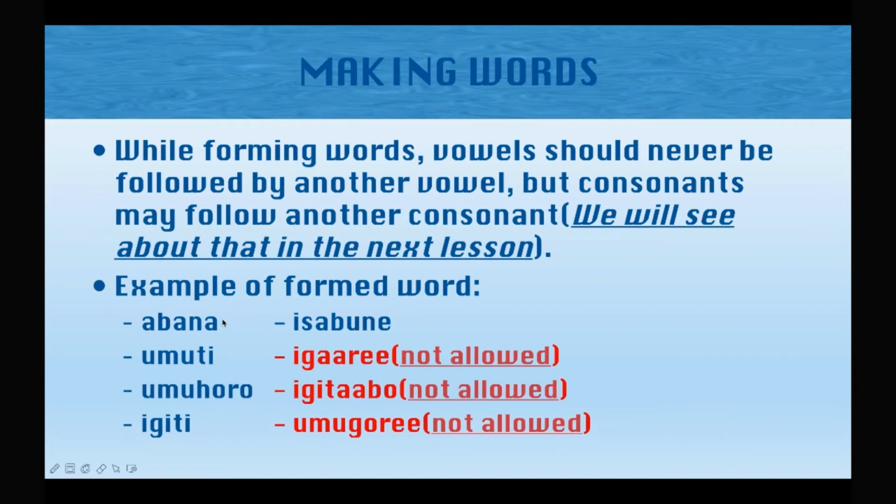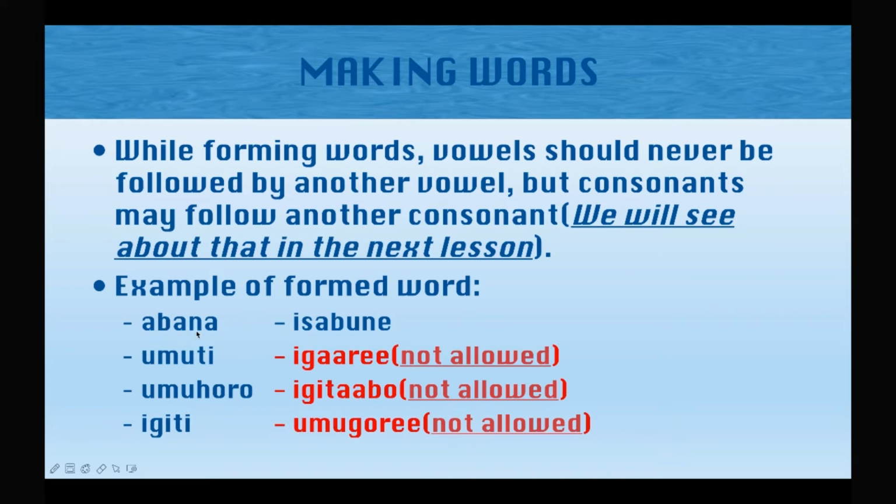in making words. By forming words in Kinyarwanda, vowels should never be followed by another vowel. You look like see, igare. This is not allowed in Kinyarwanda. A should never follow A. This is igitabo. A should never follow another A, which means these are allowed words.